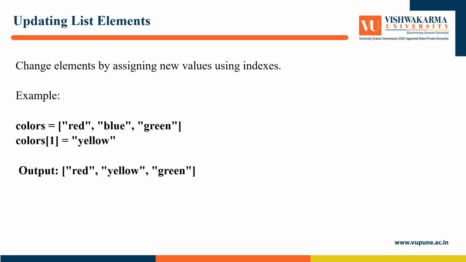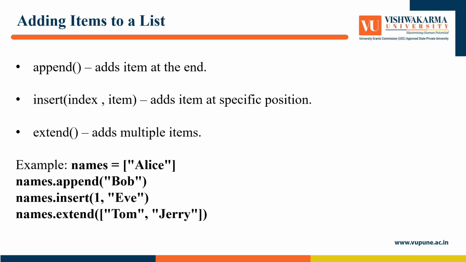Adding items to a list. There are multiple ways to add items to a list. append adds to the end. insert adds at a specific index. And extend lets us add multiple elements from another iterable like another list. Each of these methods gives us flexibility depending on what we want to do.